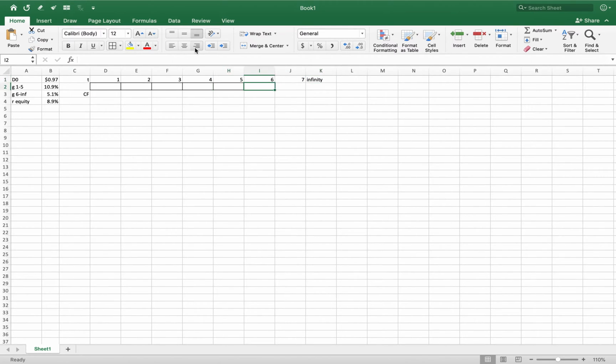Okay, so what the problem is telling me is between years 1 through 5, the company's income and its dividend is going to grow at 10.9%. After that, it's going to subside and it's going to grow into infinity at around 5.1%. That whole time, the required return on equity is 8.9%.